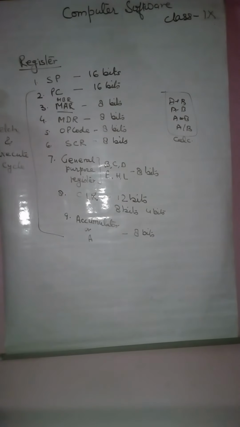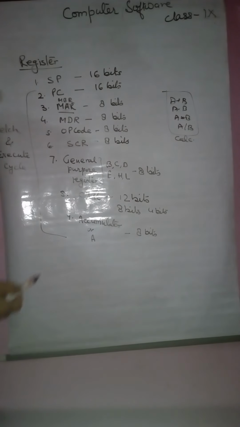And it is of 12 bits, where 8 bits are stored for operand and 4 bits for operator. And last is the accumulator or A register. It is a register of the ALU. It is also of 8 bits.